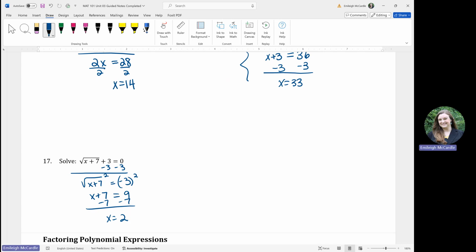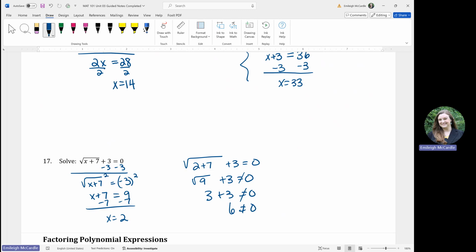And then they're like, wait, what? Because we just did all that work, and why isn't it the answer? Well, one way you can see that is by checking it. That's kind of why I noted it up there. If I check this, 2 plus 7 plus 3, this is supposed to equal 0. That's going to be square root of 9 plus 3 equals 0. 3 plus 3 equals 0. No, no. 6 does not equal 0.